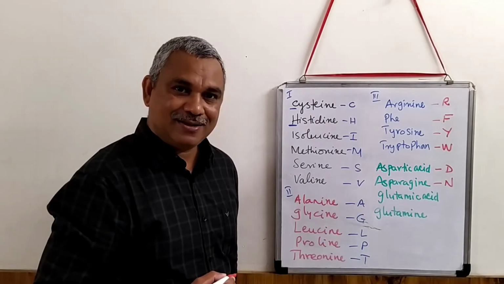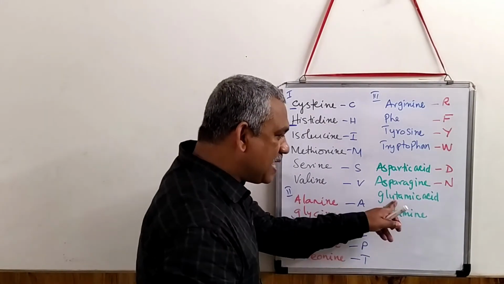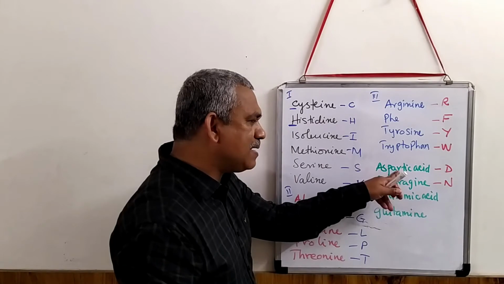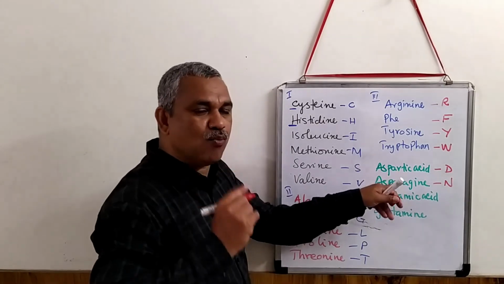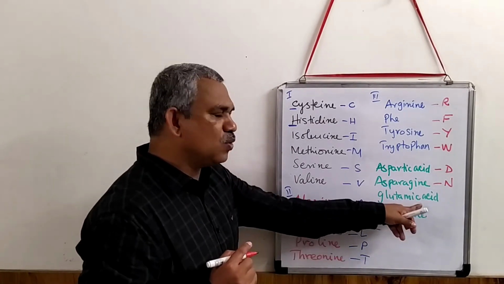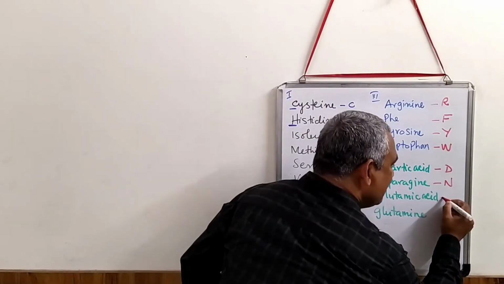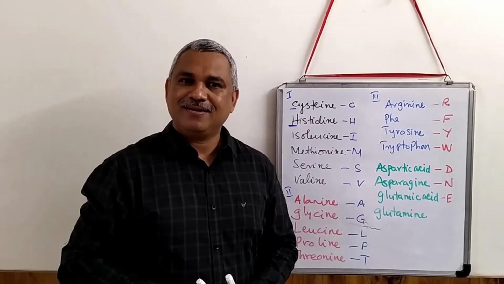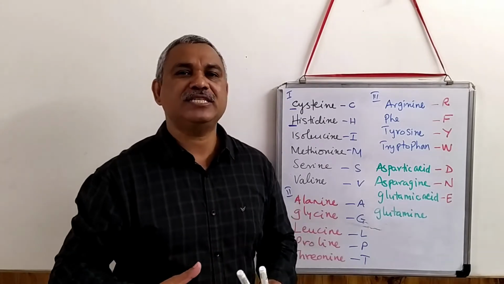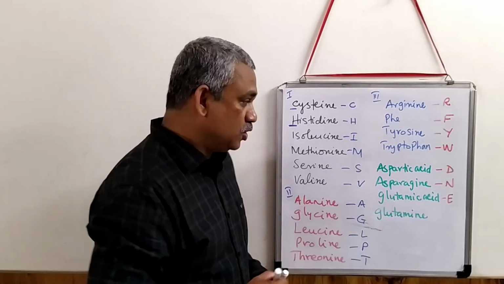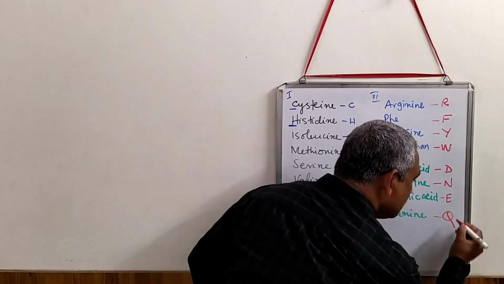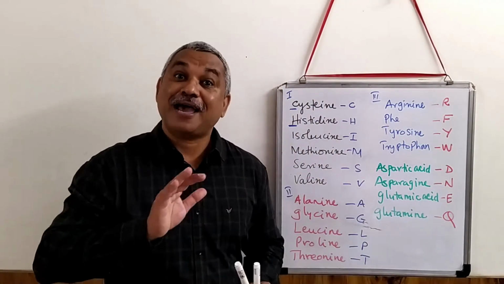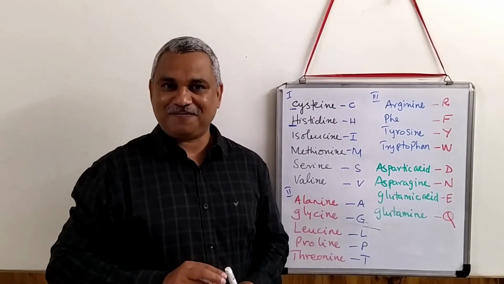Glutamic acid, as you know, is slightly larger than aspartic acid by one carbon atom, and it is given the letter E. And glutamine, in certain European languages, is pronounced "glutamine", so it gets the letter Q. So with that, 19 amino acids are covered.